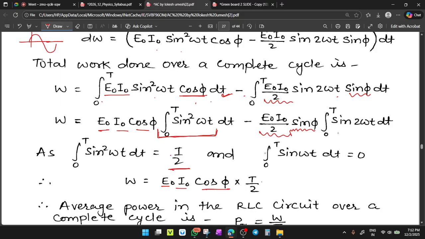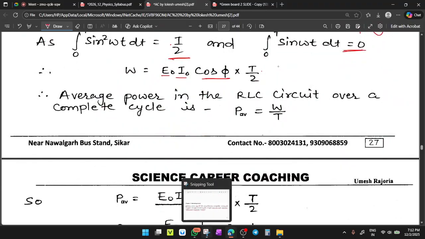And this is one complete sine function, and for a complete sine function, its average value over a complete cycle equals 0. So here you just have to place 0. So the work done for one cycle equals E naught I naught cos phi into T by 2. Clear?